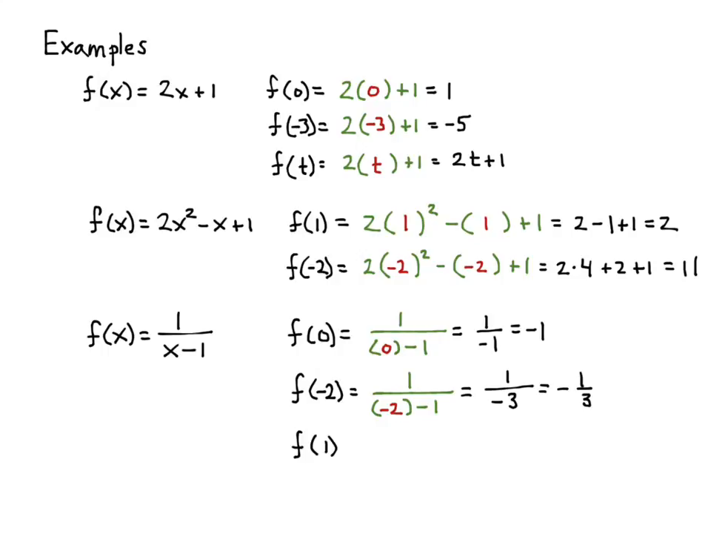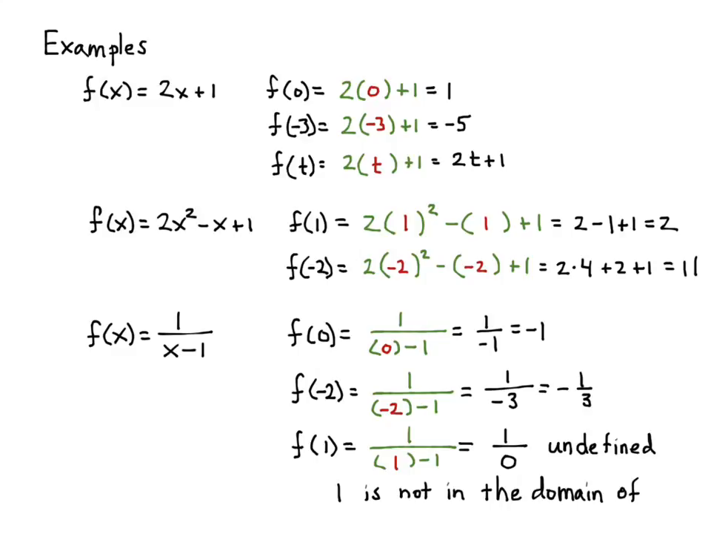All right, so let's try now f at 1. So if we do f at 1, if we start the same way, drop in the 1, we get 1 over 0. And here's a problem, right? Because this is not defined. This is undefined. So what does this mean when we get an undefined number? What it means is that 1 is not in the domain of f at x.